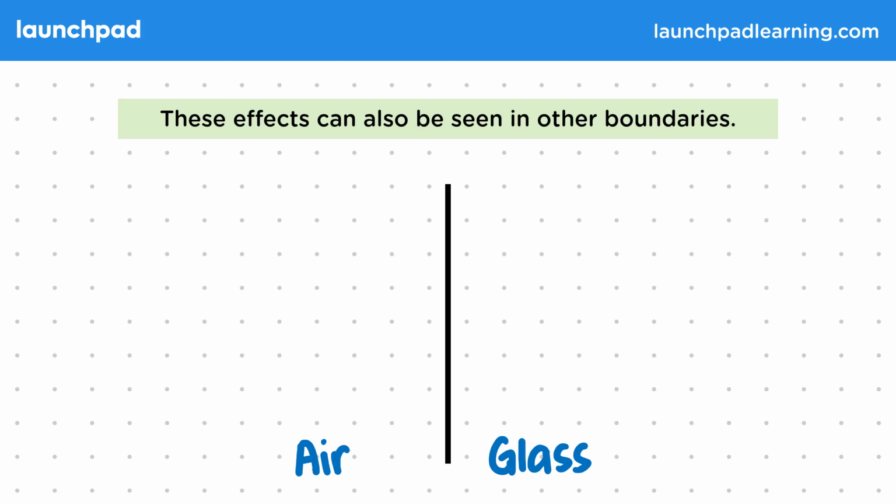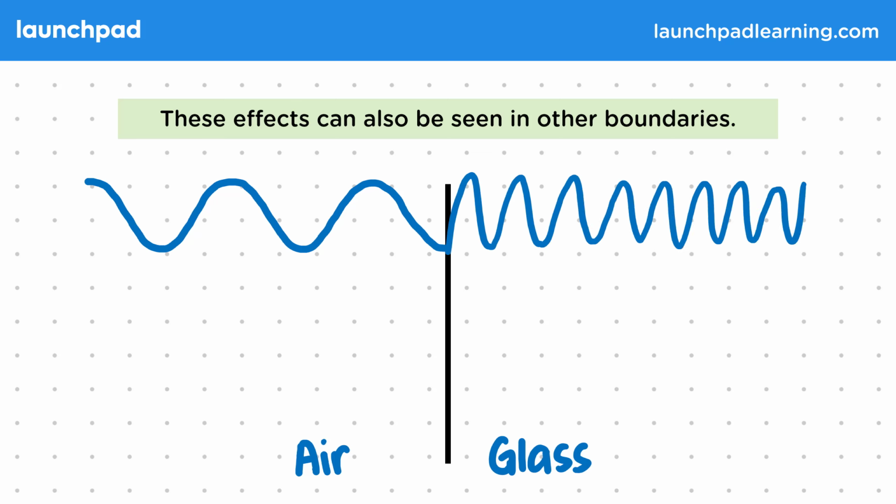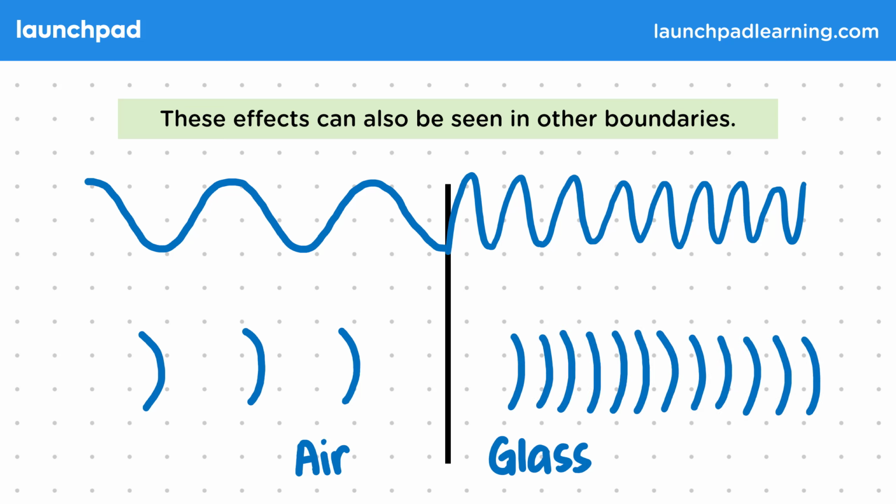First, let's suppose we have a transverse light wave travelling from the air into the glass. Transmission occurs, causing the wavelength of the light to decrease. We could also have a longitudinal sound wave approaching the boundary in the same way. Again, transmission occurs, causing the wavelength to decrease. In both of these cases, the frequency of the waves has not been affected.